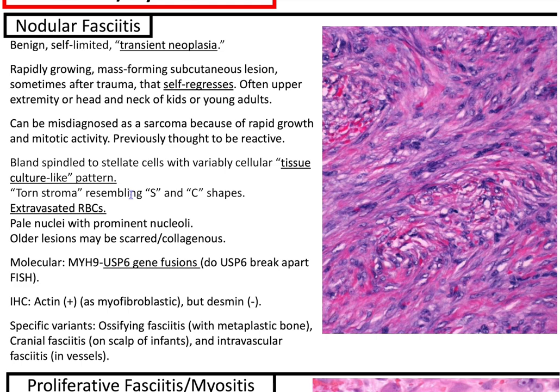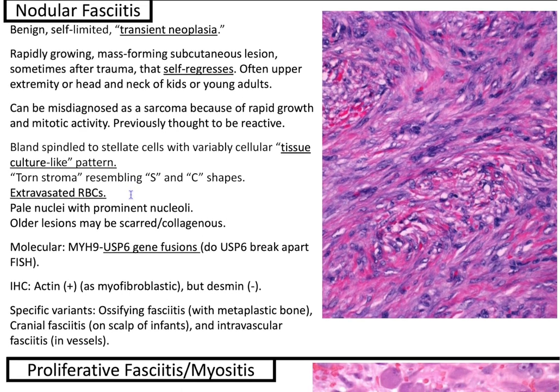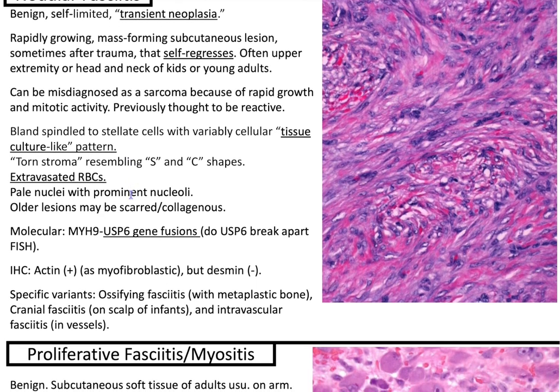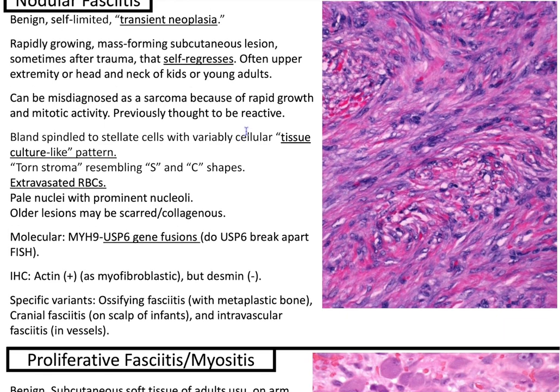The classical vignette is a rapidly growing subcutaneous mass that self-regresses. It's often in kids or young adults near the head and neck or upper extremities. Sometimes it can be misdiagnosed as a sarcoma because of the rapid growth and mitotic activity. Although it was initially thought to be reactive, there is a molecular characterization of nodular fasciitis. It's the USP6-MYH9 gene fusion.